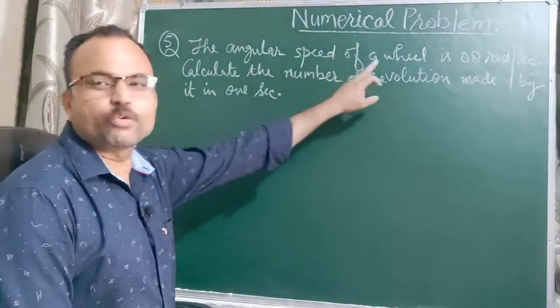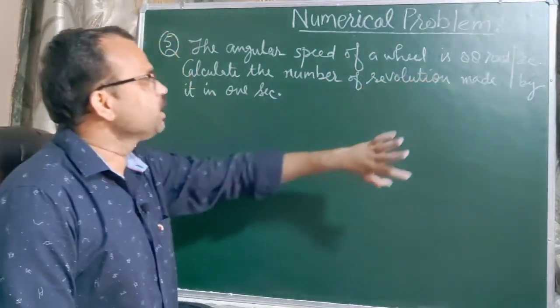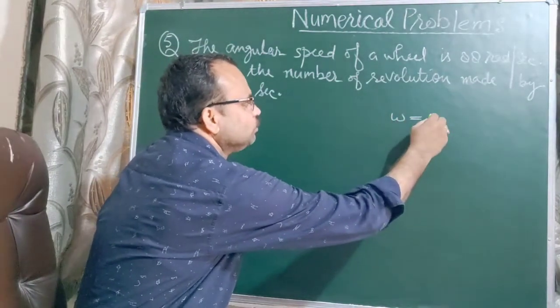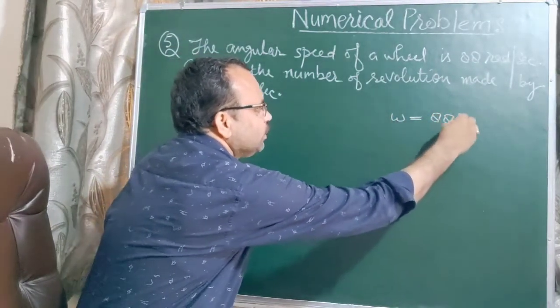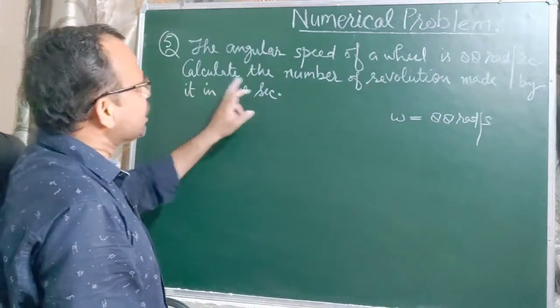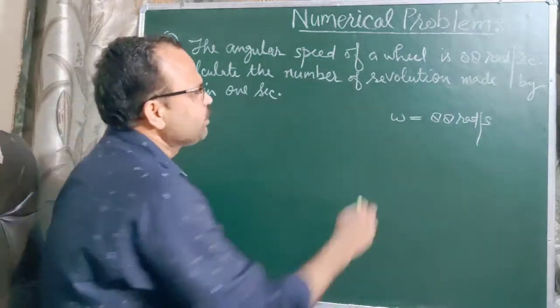The angular speed of a wheel is 88 radian per second. It means angular speed denoted by omega will equal 88 radian per second. Calculate the number of revolutions. Suppose the number of revolutions be n.